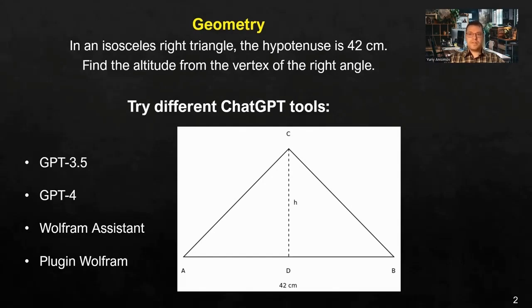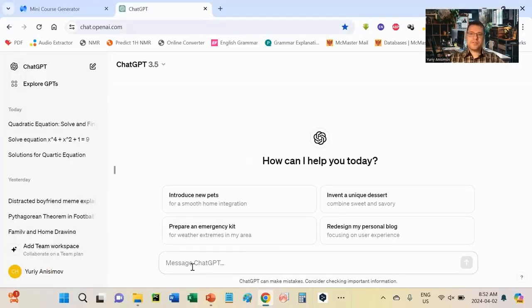So fortunately, I have such conversations. I will go there, open the Wolfram plugin and show you how it actually works. It's just 1 week left. Okay. Let's start with the GPT 3.5 model. I will paste the problem here.